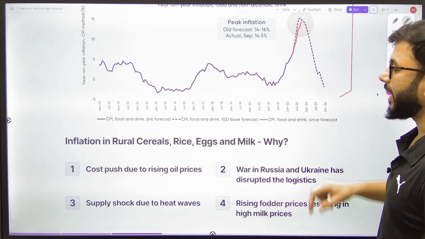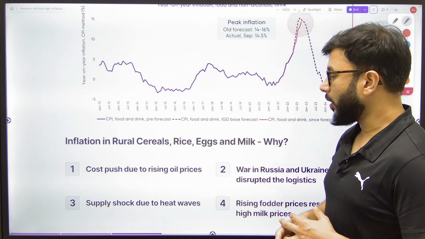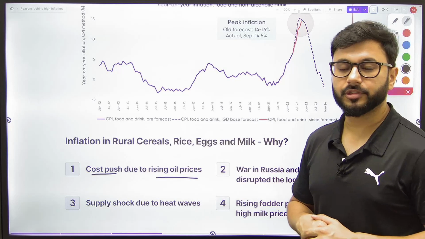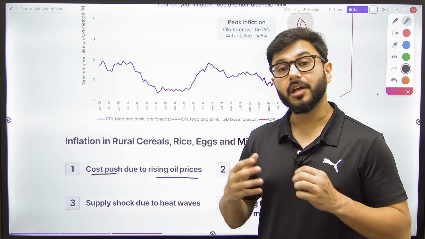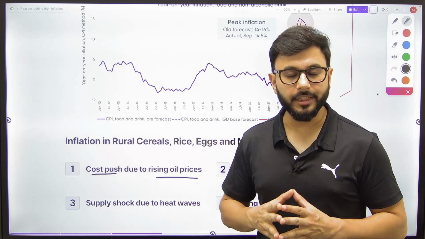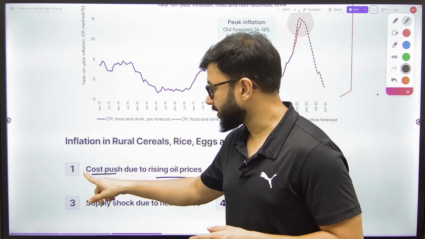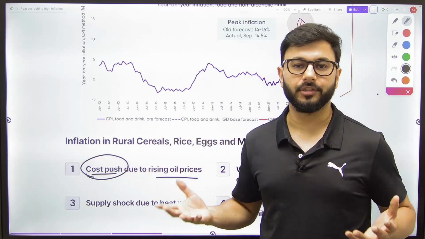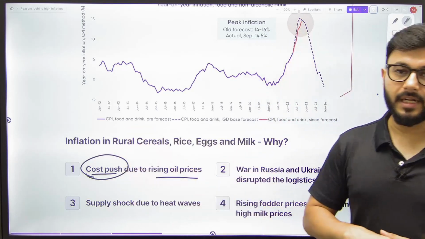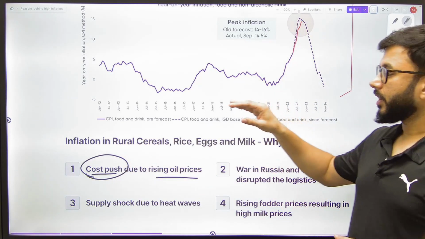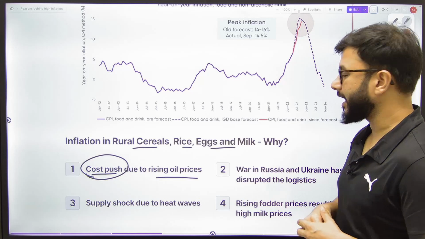So what are the major reasons behind this spike in inflation in India, especially food inflation? Number one, cost push due to rising oil prices. After the COVID crisis, we saw that the oil prices started going up instantly because the oil companies lost a lot of money during the COVID crisis. They wanted to recover all this money lost. So this rise in oil prices resulted in a rise in cost of everything that is produced in the economy, including agricultural products as well. So this was one of the main reasons behind the increase in inflation in rural India in food, especially rural cereals, rice, eggs and milk.